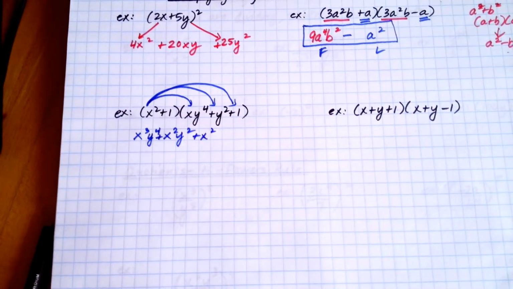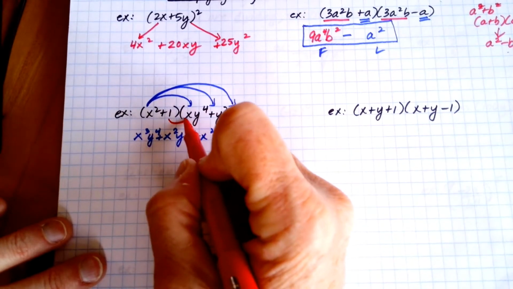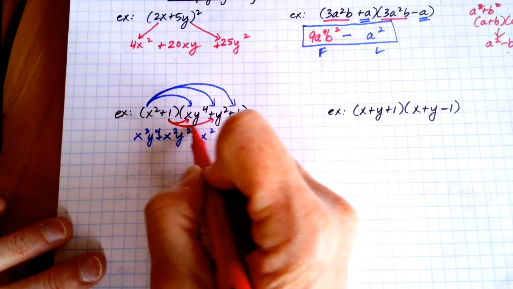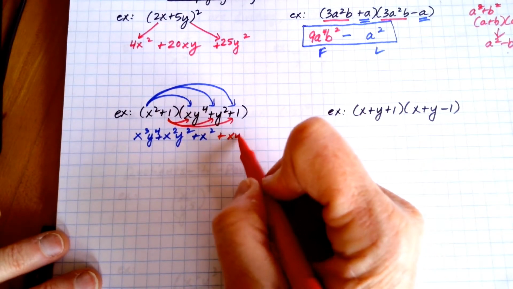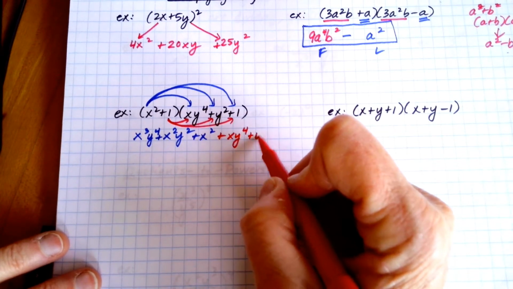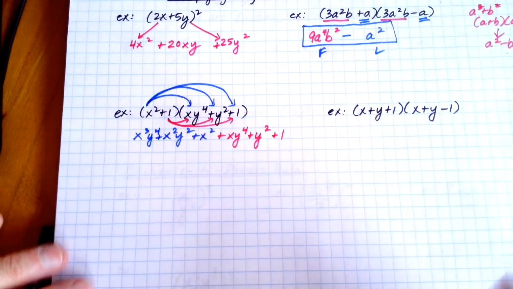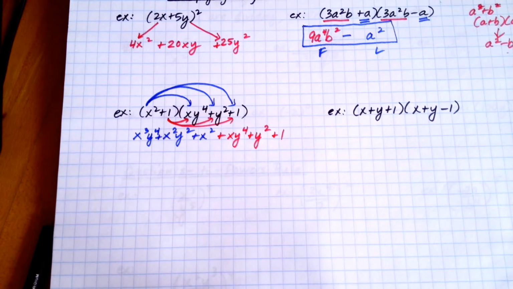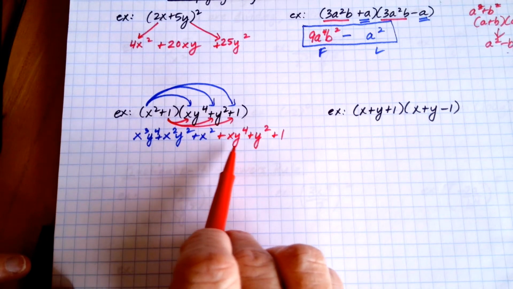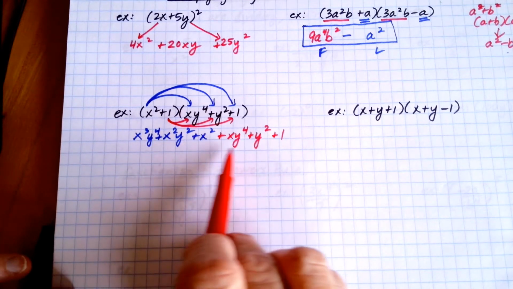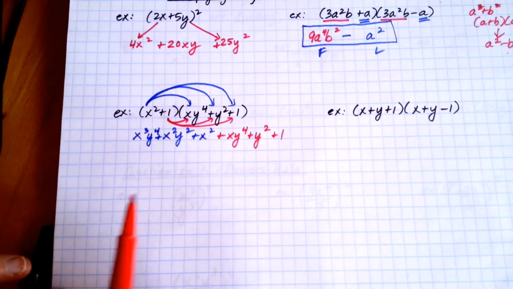And then we'll multiply the 1 times each term in the other parentheses separately. So we get plus xy to the fourth plus y squared plus 1. Then we want to try to combine anything we can, so that doesn't really look like anything we can combine. There are no like terms there, so that's your answer.